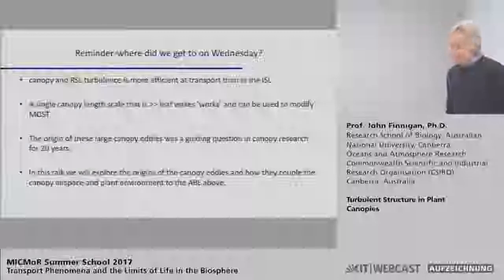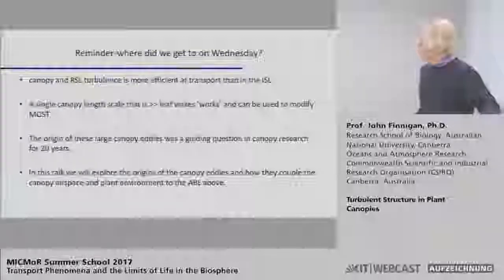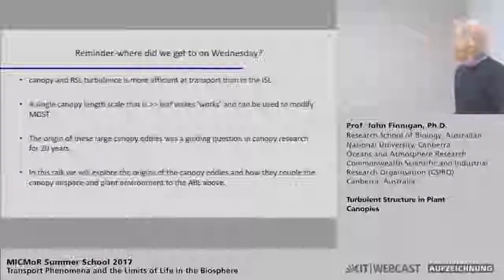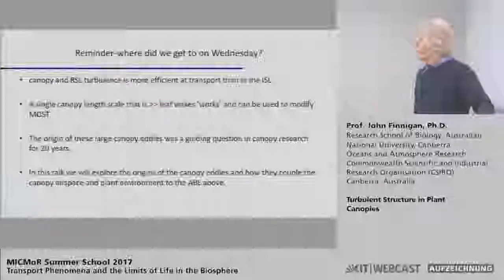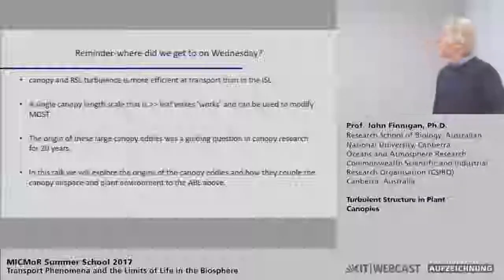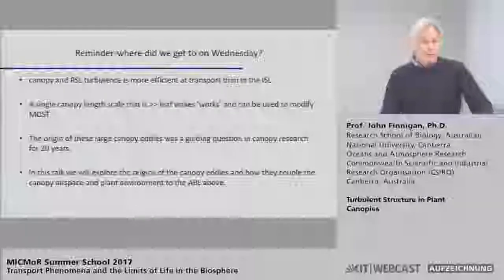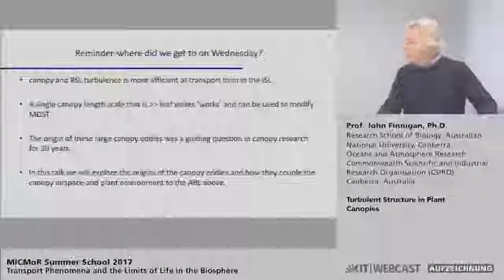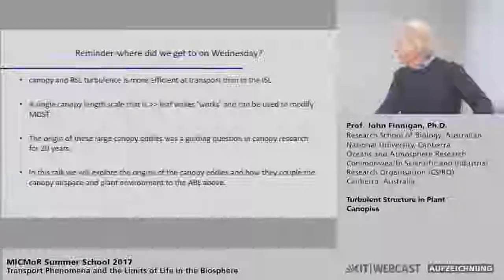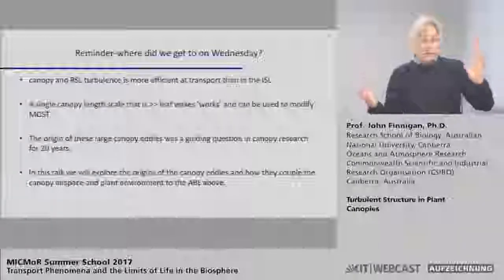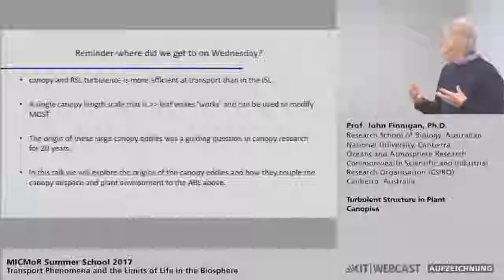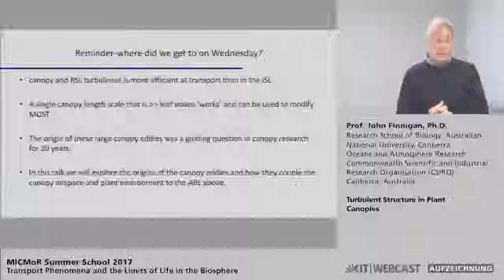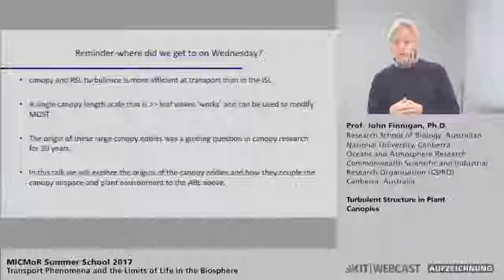Just where we went out of the cinema the last time on Wednesday, we tried to emphasize these points: that canopy and roughness sublayer turbulence is more efficient at transport than turbulence in the inertial sublayer, the surface layer above. There's a single canopy length scale that's much larger than wakes of leaves, and it works in modifying Monin-Obukhov similarity theory. So we're talking about dimensions and parameters.